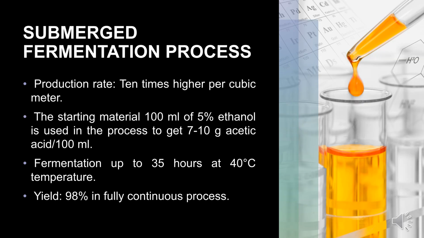Submerged fermentation process. Production rate is 10 times higher per cubic meter than the surface fermentation process. The starting material, 100 ml of 5% ethanol, is used in the process to get 7 to 10 grams of acetic acid per 100 ml. Fermentation is done in stainless steel tanks and they are stirred from the bottom. Fermentation runs up to 35 hours at 40 degrees Celsius. A heat exchanger is provided to maintain the temperature. Yield. The yield of acetic acid is about 98% in the fully continuous process.